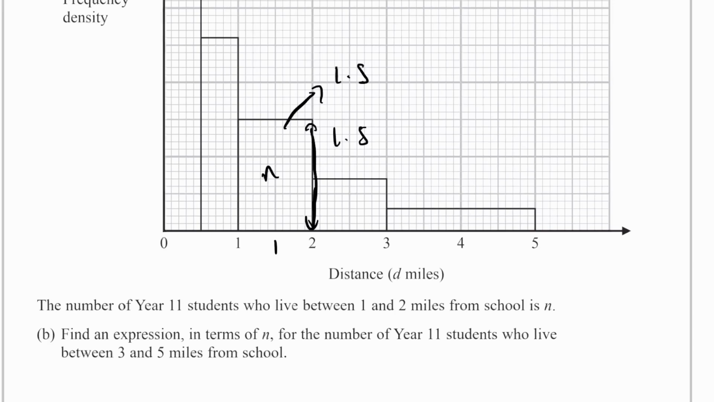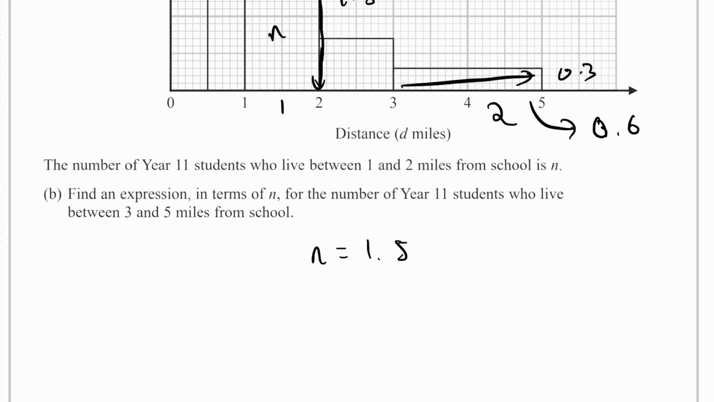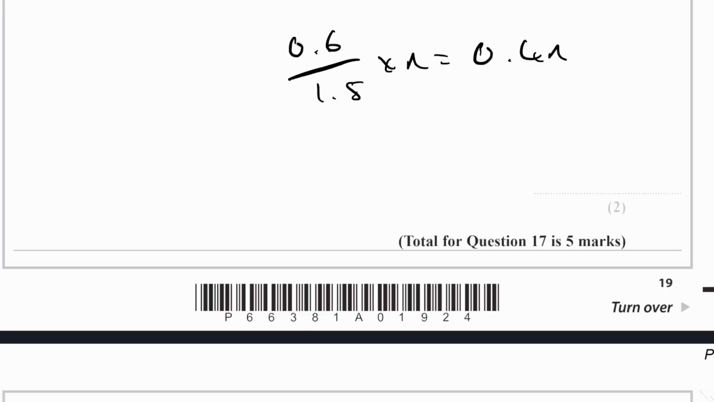Then we do the same thing over here. So 3 to 5, this had a height of, it looks like, 0.3. And the width is 2. And so this has an area of 0.6 blocks squared, if you like. And so if this represents 1.5, then you just do 0.6 over 1.5 to get the fraction, multiply that by n, and that would give you the expression. And so this simplifies down to 0.4n.